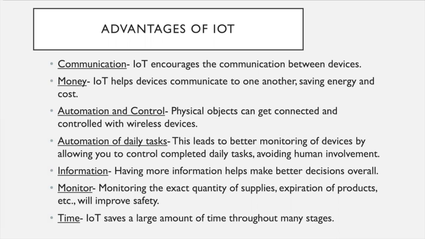Information. Having more information helps make better decisions overall. Example, if your company has enough widgets and supplies, knowledge is power, and more power is better. Monitor. Monitoring the exact quality of supplies, expiration of products, etc. will improve safety. By monitoring products, it can provide information that would not have been easily collected before. Time. IoT saves a large amount of time throughout many stages.